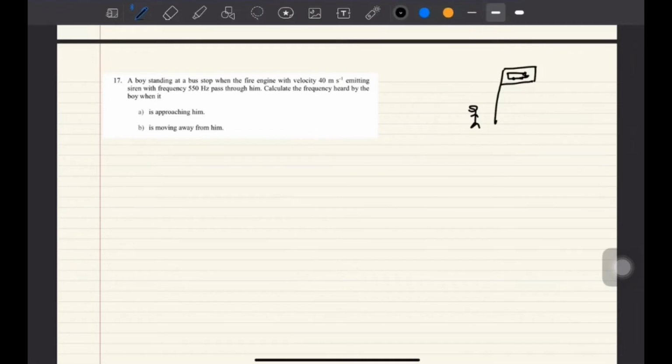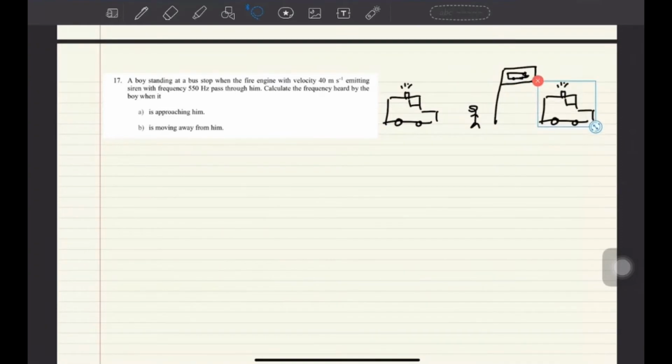Okay, you have a fire truck coming towards you. This is not an ambulance, this is a fire truck. One is towards you, the other is away from you. So for question 17A, approaching him, that one is this one, A. And when it's moving away, it's that one, B. Agree or not? Agree.